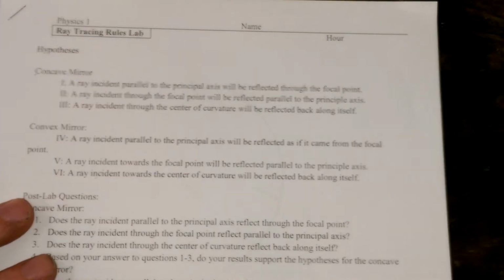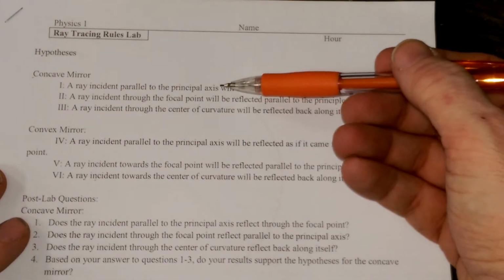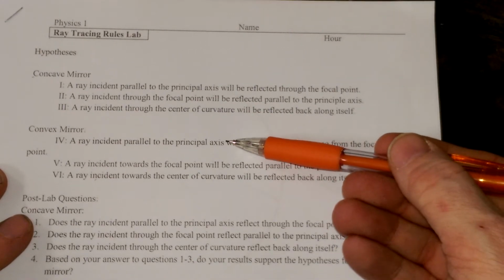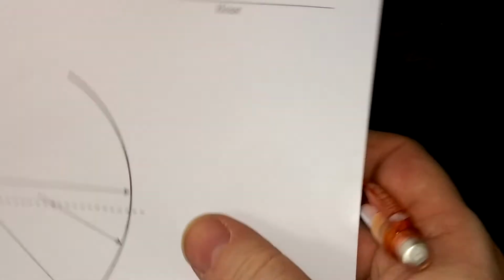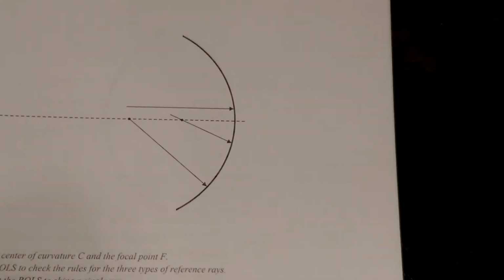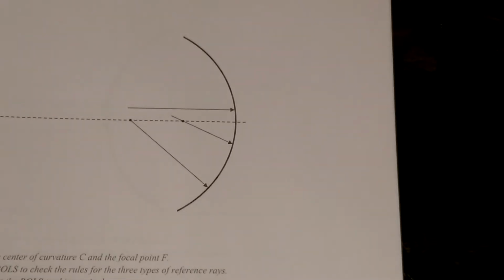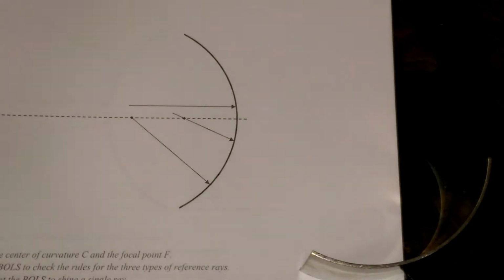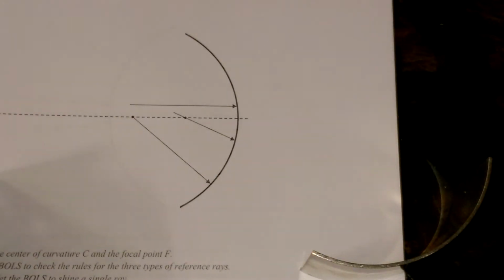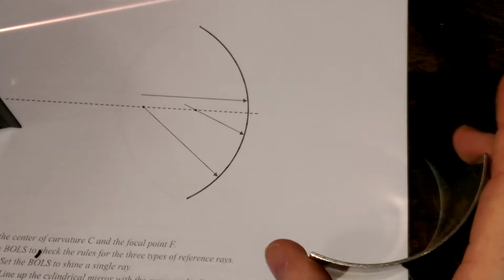Okay, this is the Ray Tracing Rules Lab: hypotheses, the different reference rays, as your book calls them, which is fine, then post-lab questions. So what we're going to do, as we have done in the past, like we did with the practice, is use a mirror and the basic optics light source and a straight edge to trace the path of the reflected rays. So, our light source, plug it in to get the light going.